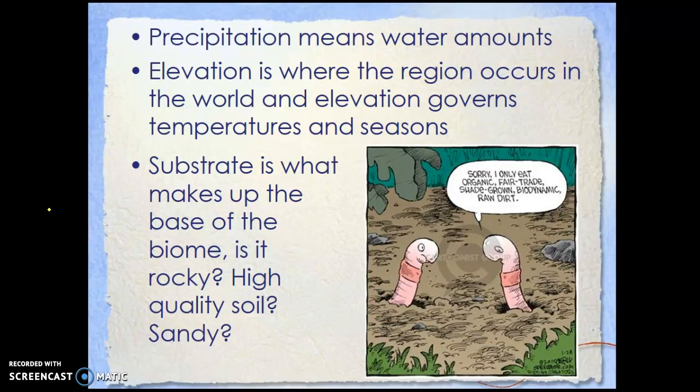Precipitation means how much water is entering the biome, so if it's getting a large amount of rainfall or snowfall. Elevation is where the region occurs in the world and basically how high up it is. So if something is at sea level, that's the lowest elevation you can get, and then it goes up from there. And then a substrate is what makes up the biome. So is it rocky? Is the soil a really high quality? Is it sandy?